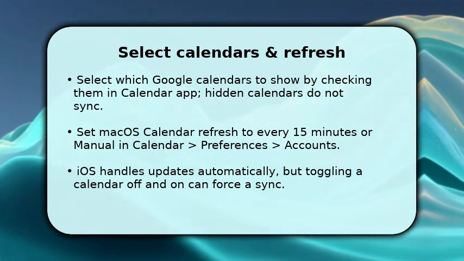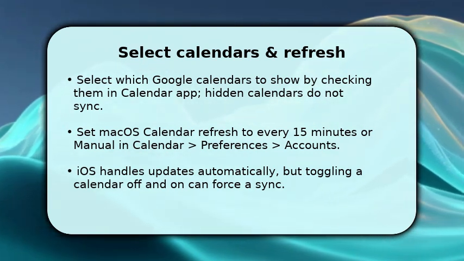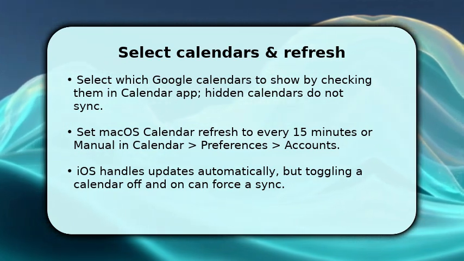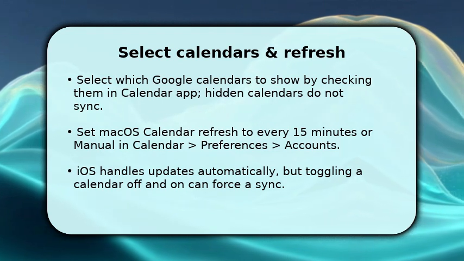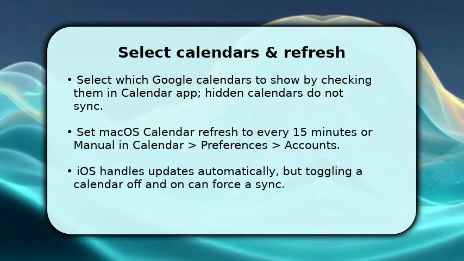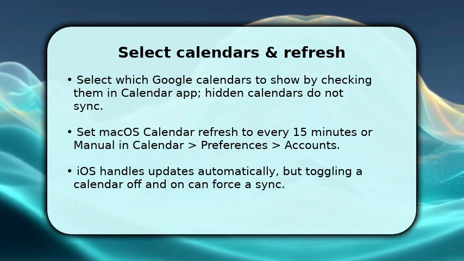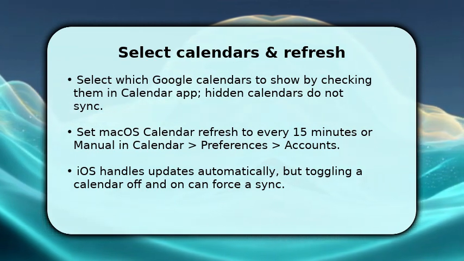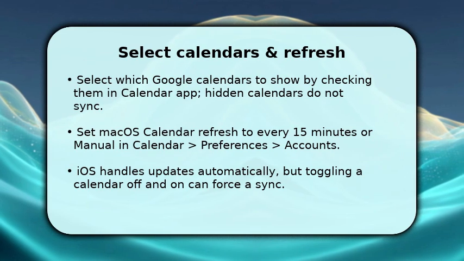On Mac OS, go to Calendar, Preferences, Accounts to set refresh to every 15 minutes or manual depending on battery and data concerns. iOS usually updates automatically, but if an event is missing, toggle the calendar off and on in Settings, Calendar Accounts, Google to force a resync. For large calendars, consider limiting sync to recent events or specific calendars.